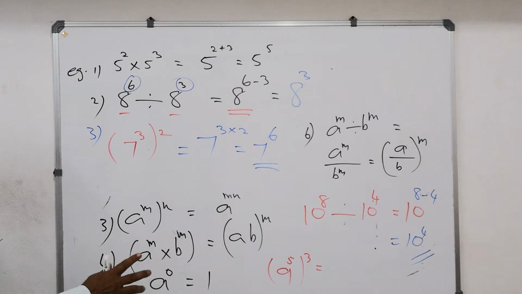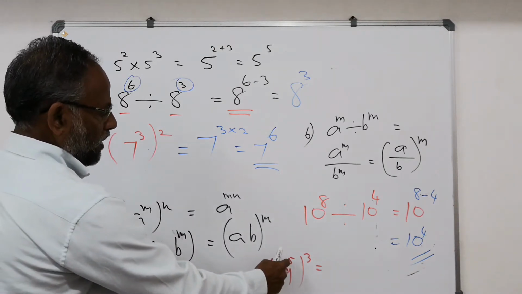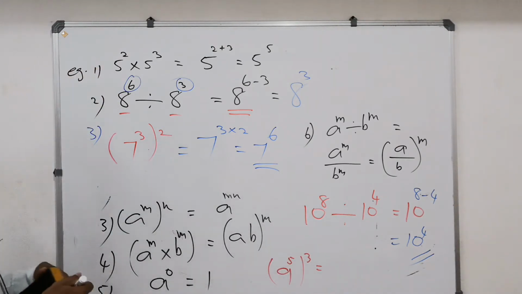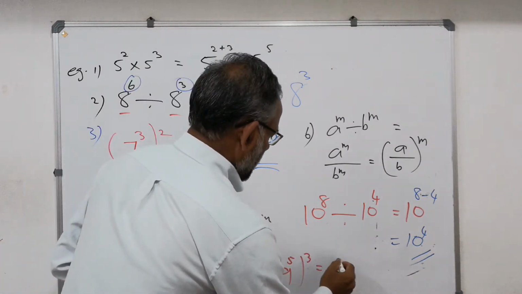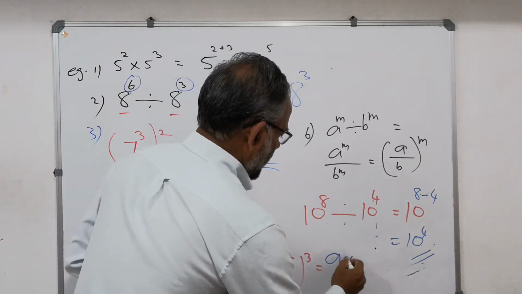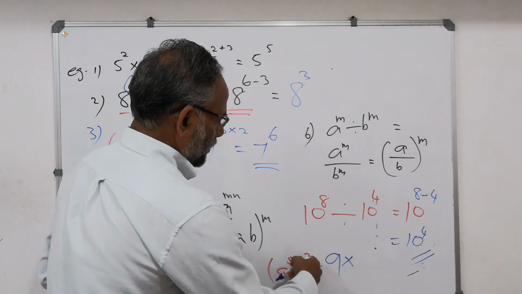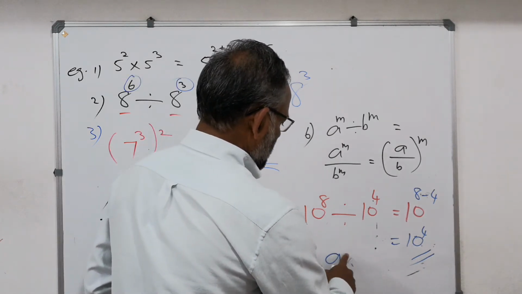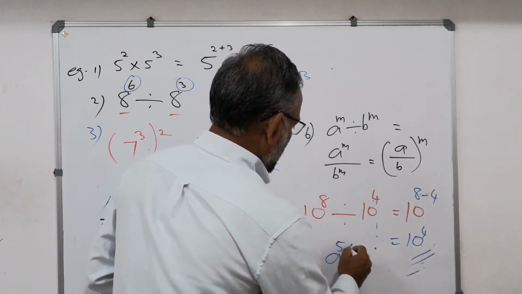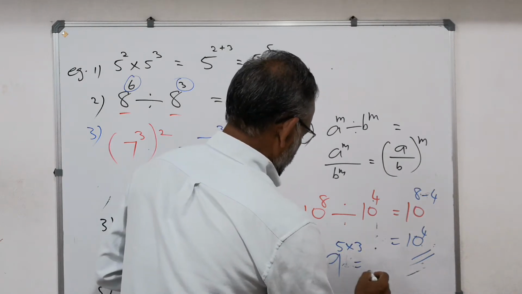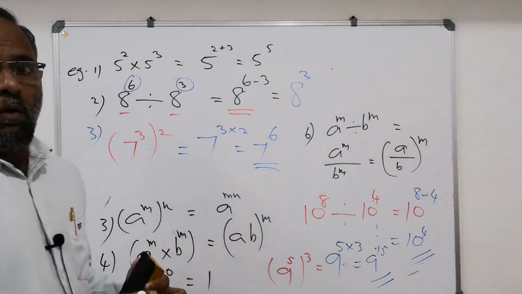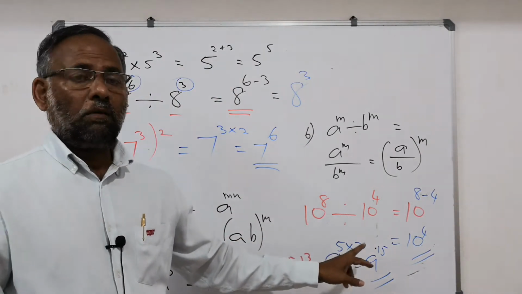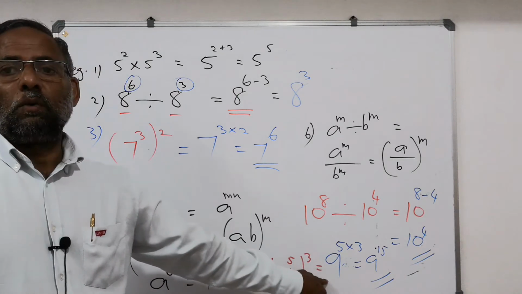Like this, another example, 9 to the power of 5 all to the power of 3. That means 9 to the power of 5 all cube. That means that also we can write here as the law. 9 is the base and 5 is the exponent, here also exponents. So that is 9 to the power of 5 into 3, that is 9 to the power of 15, a big number. What I am telling, be careful about the laws of exponents.